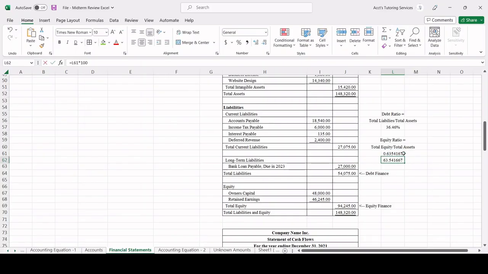That's the percentage, right? So as you can see, our total assets are financed mostly by equity, as equity accounts for 63.54% of our total assets, whereas debt accounts for 36.46%. If we add these two amounts together, 36.46 plus 63.54, that's 100%, right? Once again, assets equals liabilities plus equity. Everything connects.